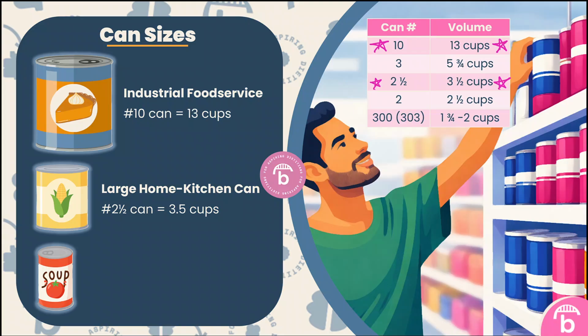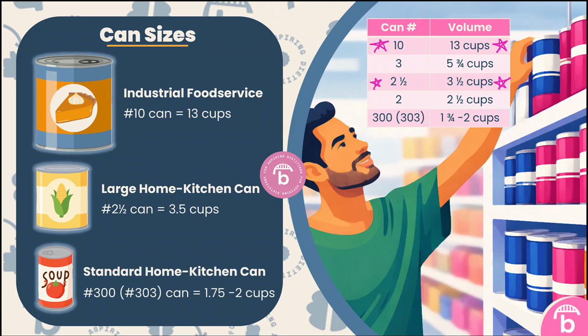I personally use the 2.5 can when I'm buying the large can of beans or the large can of tomatoes, right? You can buy the small can of tomatoes, but in my household, we want the large can sometimes. So the 2.5 can is something that you find in a home kitchen. It's that larger can. And the last can number I'd recommend you know for the RD exam is the number 300, or sometimes written as the number 303 can.